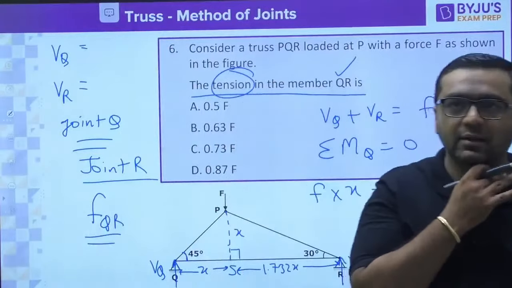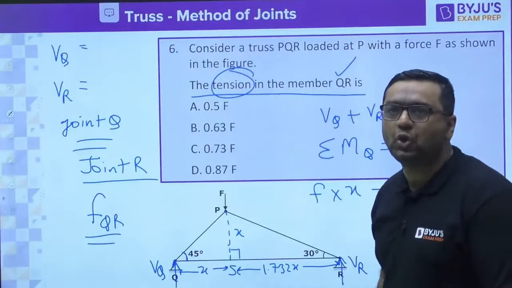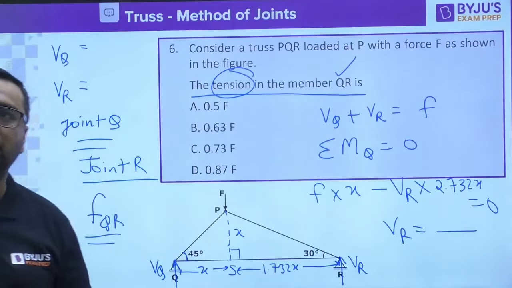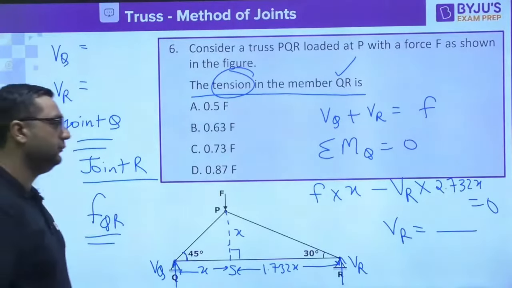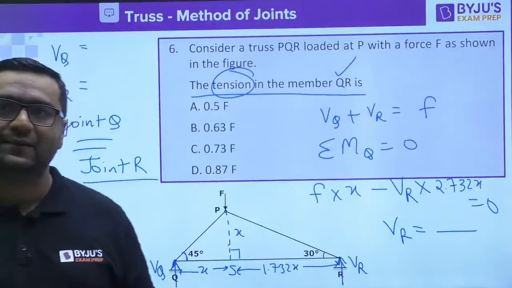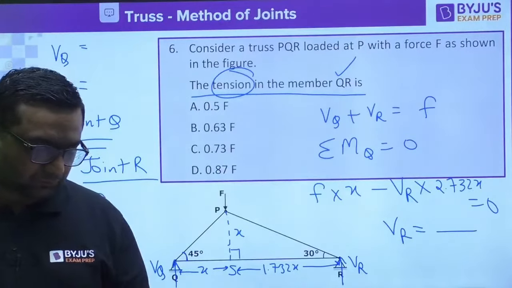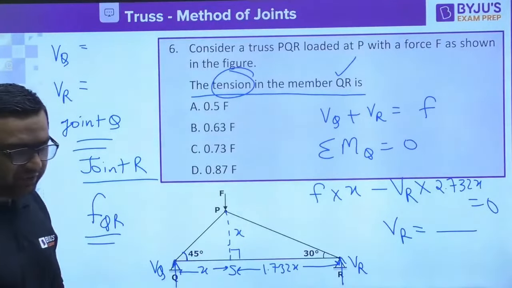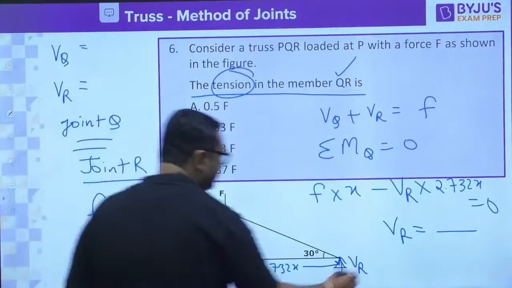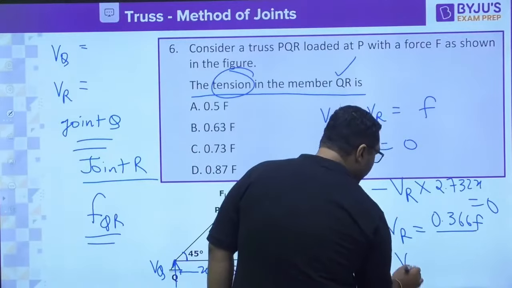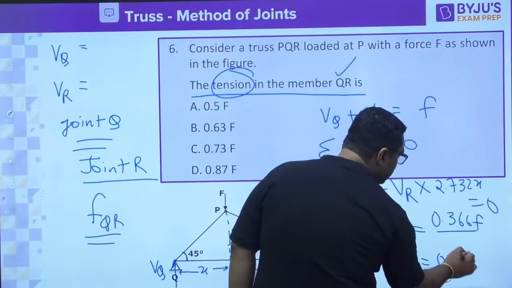Yes guys, solve this. You will be getting VR as 0.366 and VQ as 0.644x.